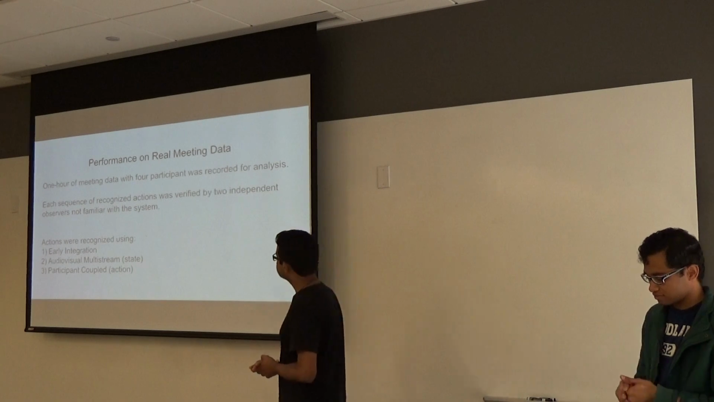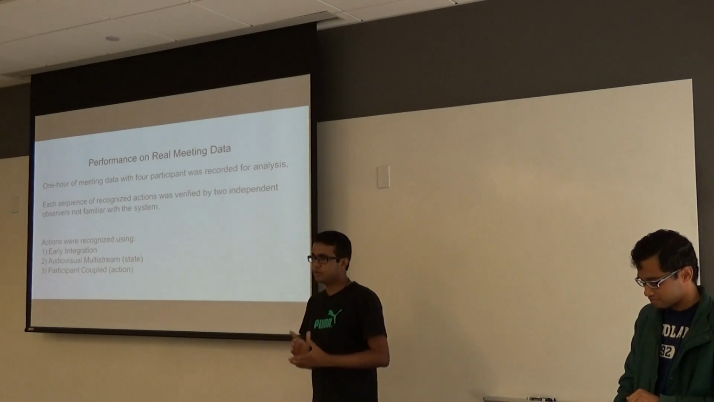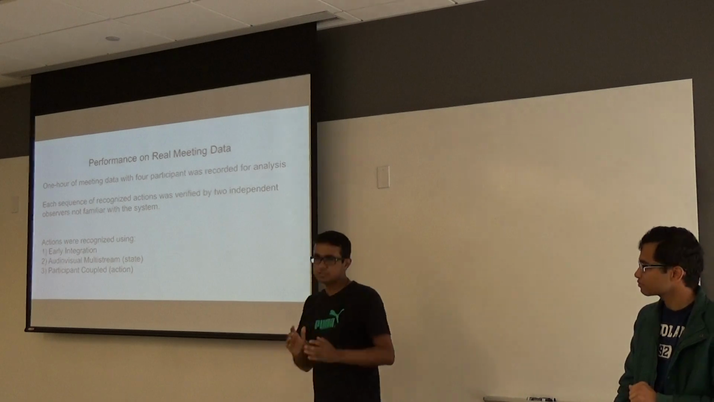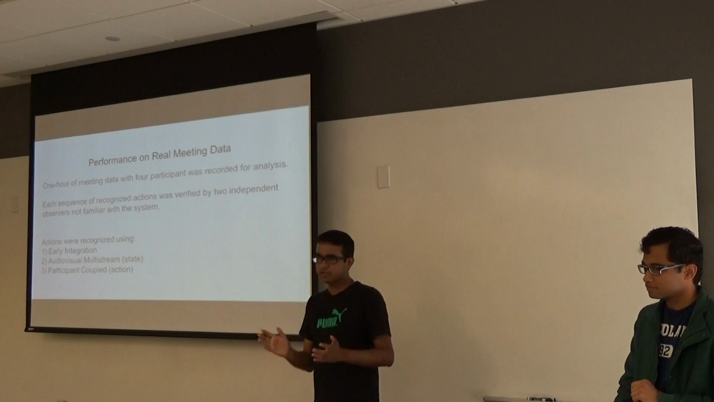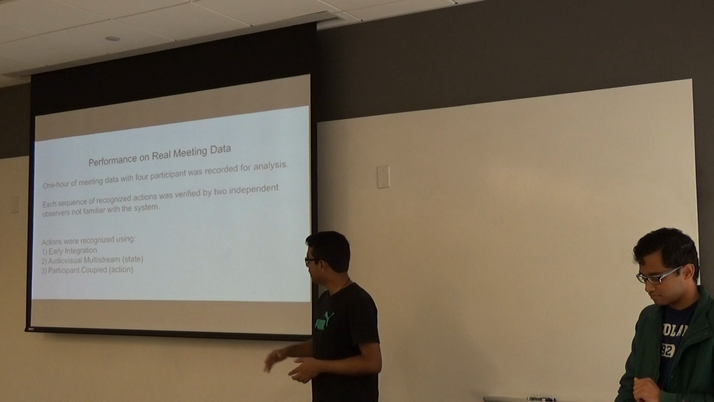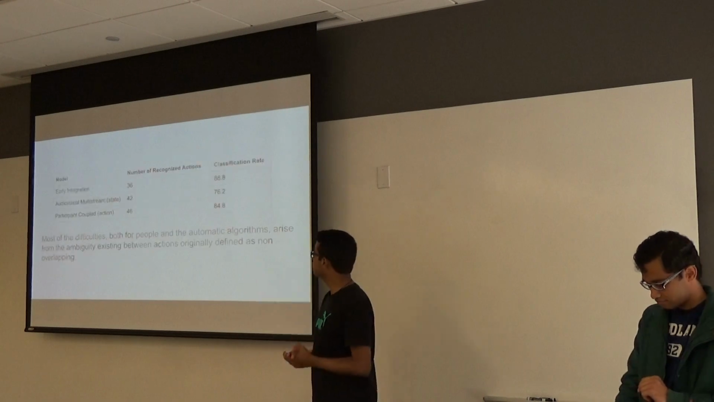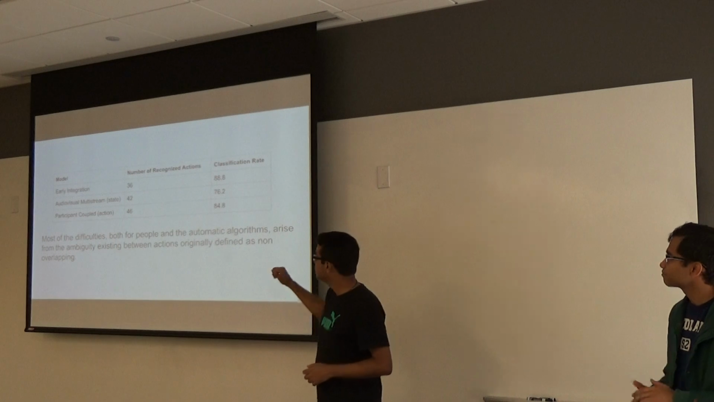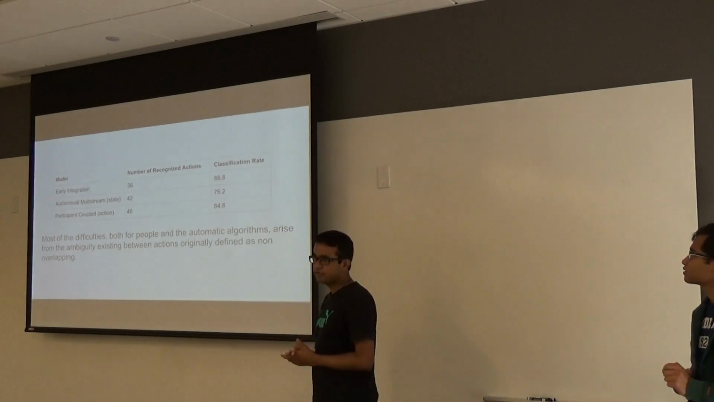So we checked our system on real-time meeting data. We collected around one hour of data, and there were four participants. Each data was labeled by two independent observers, and if they did not agree, then the author of the study helped us decide what the action taking place was, and we checked based on these three H1 models. We can see that there is sufficient accuracy in our results. We are getting a classification rate of 80%.